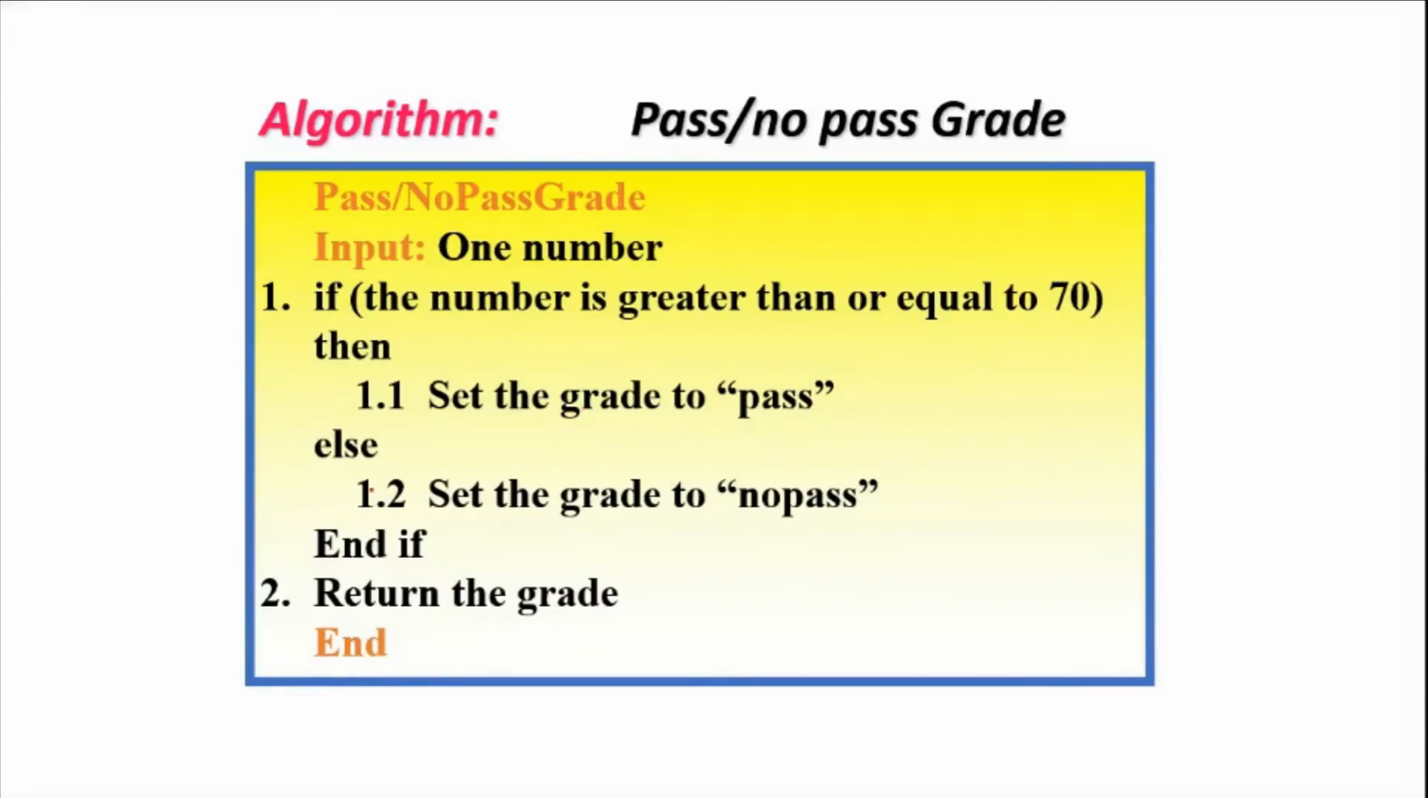Else, set the grade to no pass. That is, if the grade is less than 70, then set the grade to no pass. That is, he has failed. And then we end this if. Then we return the grade. So then finally the end. So this is an algorithm for a pass or no pass grading.